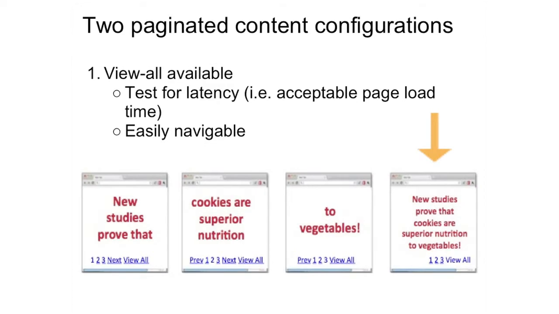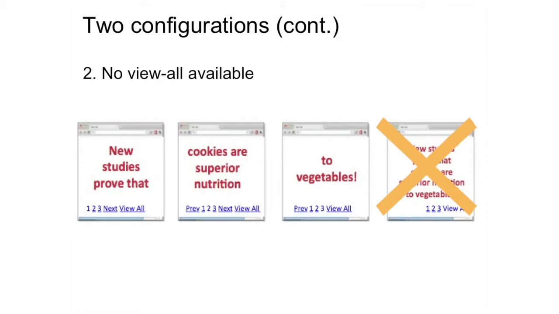The second thing to check for, if you have a view all page available, is to make sure that the page remains easily navigable, meaning that users can still find the content that they want or the particular product that they want by easily scrolling or viewing headings. So that's the configuration of a view all page available. And then obviously, without a view all page available, it's fairly straightforward. So think about your site and in terms of what configuration you have.